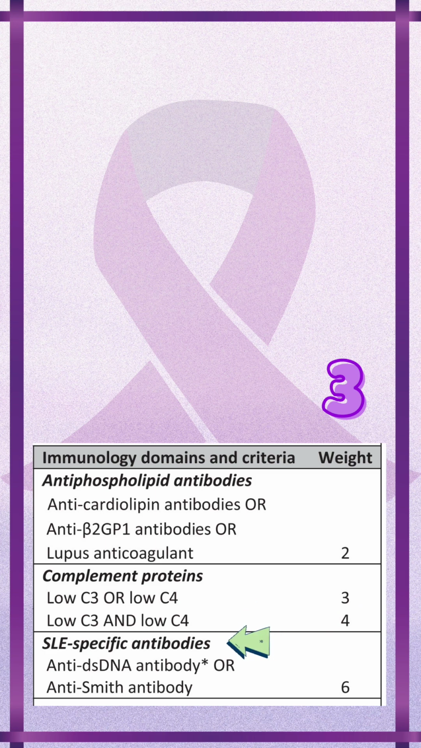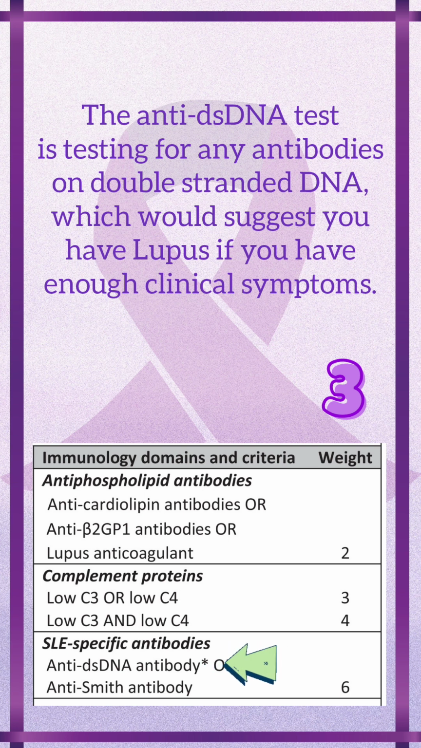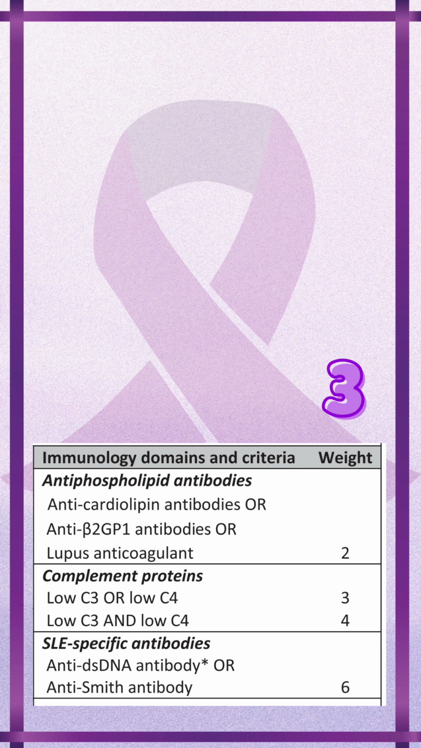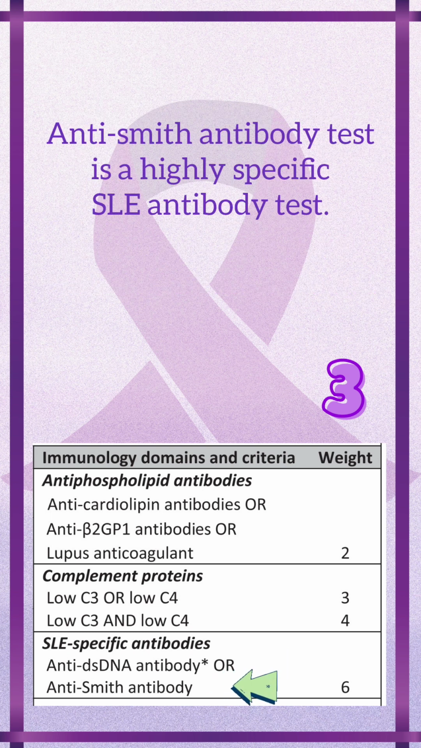Next up, we have the SLE specific antibody domain. Okay, in other words, antibodies of lupus. Okay, there's 2 different SLE specific antibody tests, which includes the anti-dsDNA antibody test and then the anti-Smith antibody test. Let's explain. The antibody dsDNA test is testing for any antibodies on double-stranded DNA, which would suggest you have lupus if you have enough clinical symptoms to go along with it, okay? Whereas the anti-Smith antibody test is a highly specific SLE antibody test.